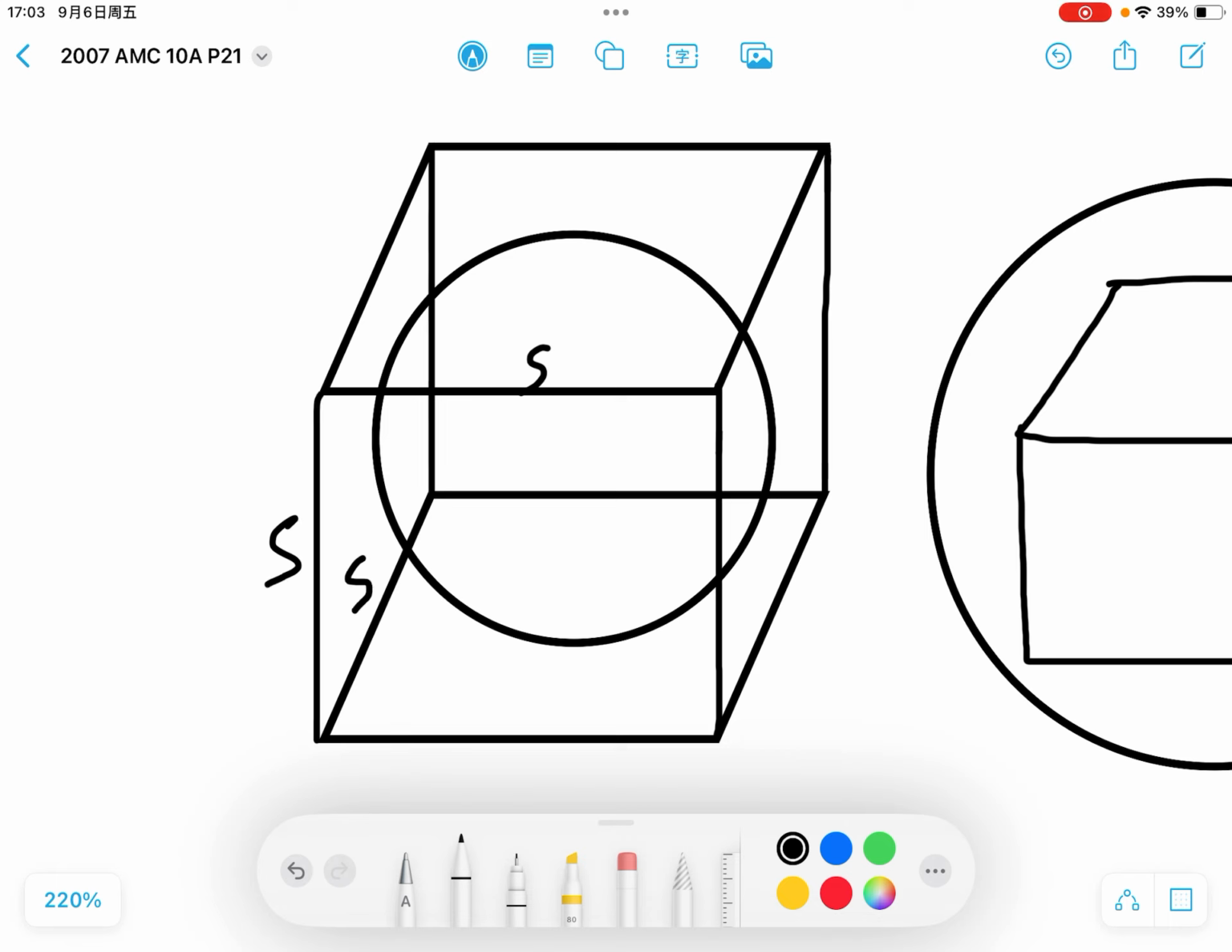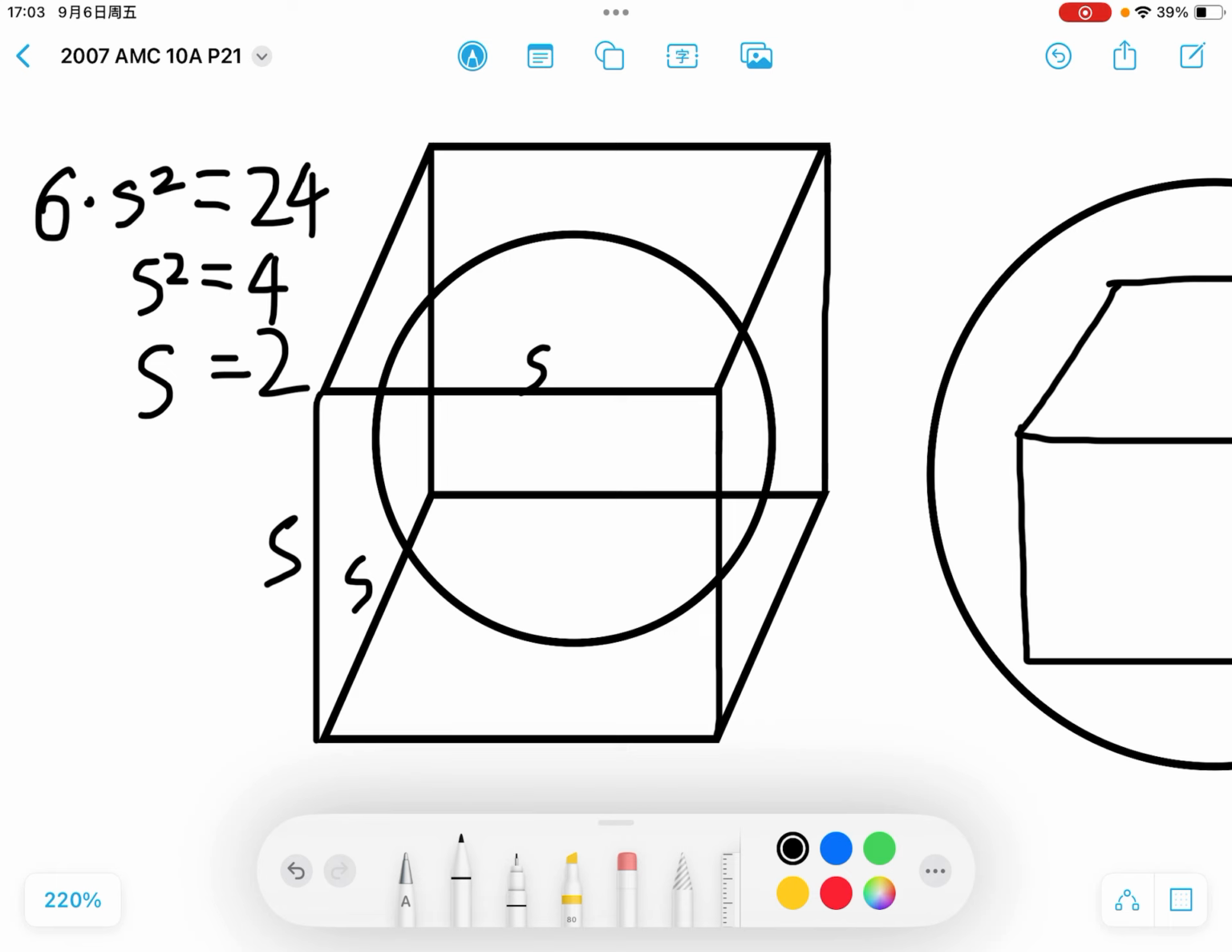Right? This means that the surface area is going to be 6 times one face, which is 6 times S squared, which is 24. This means that S squared is going to be 4. So S is going to be 2. So we know that the side length of this larger cube is 2. That's a bit of helpful information, because at least we have something to work with. So how does this help though?